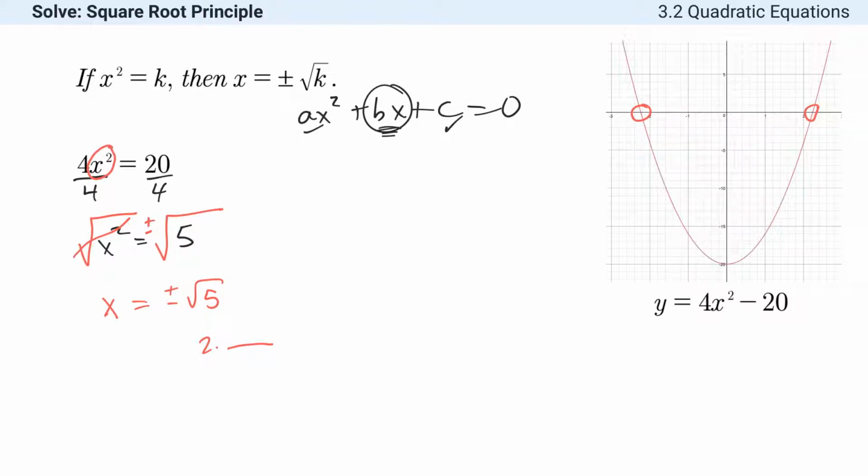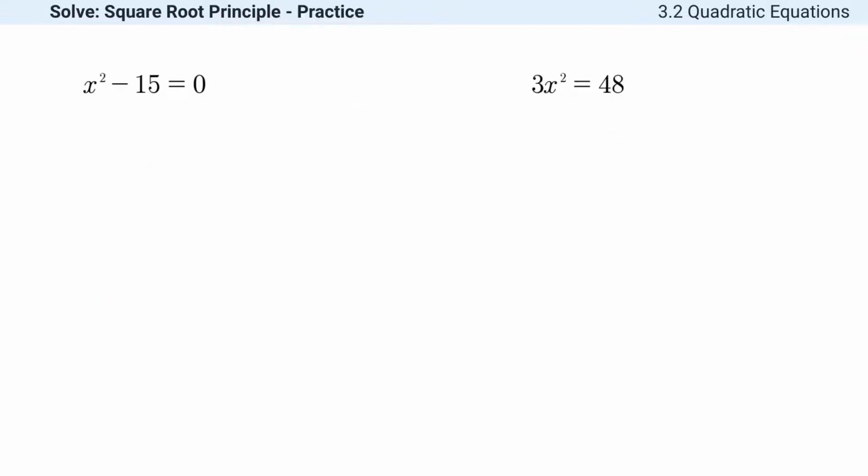Now, you can also use the square root principle in the next example. Oh, here's some you can try. Sorry. In the next example, I'll show you in the next slide is another application of that. Press pause, try these ones, then press play, see how you do.